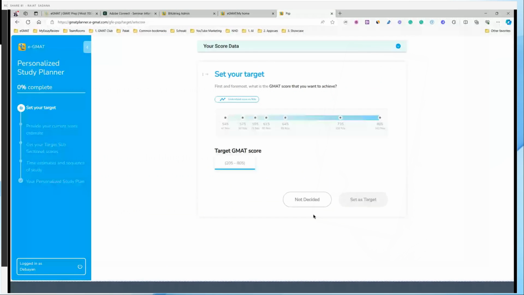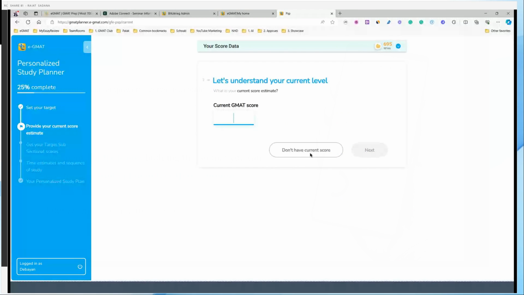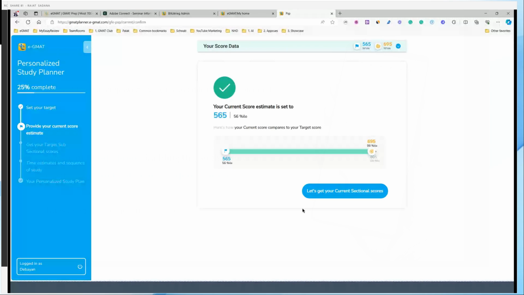So I'm going to create your study plan. Let's say I'm going to share a study plan for someone who wants to go from 575 to a target of, let's say, 695 here. So this target is the 98th percentile. I'm going to do a starting score of 565. I'm going to really say, hey, this is an MBA.com not a Sigma X mark. I can do that. So this is where you can really see it. It maps this out and says you're going from a 56th percentile to a 98th percentile.